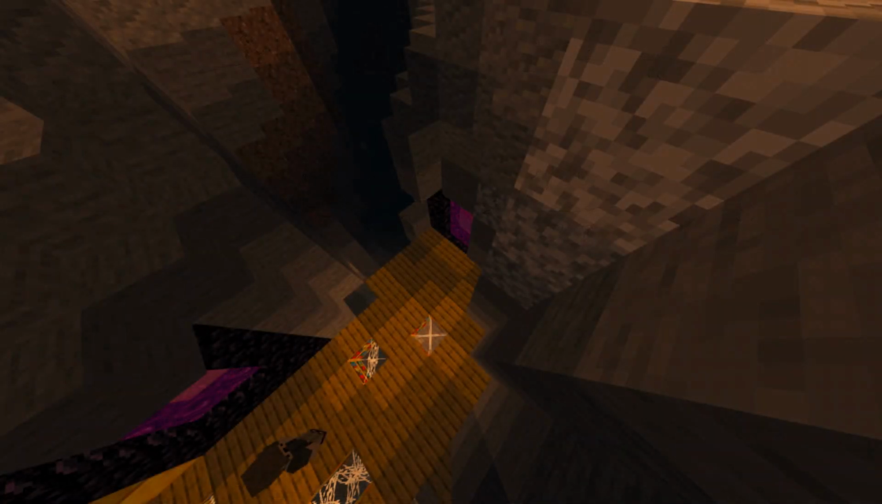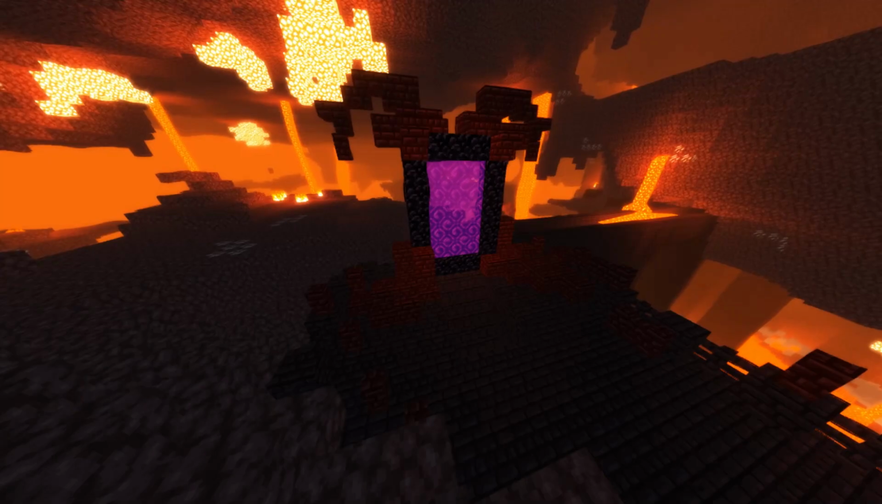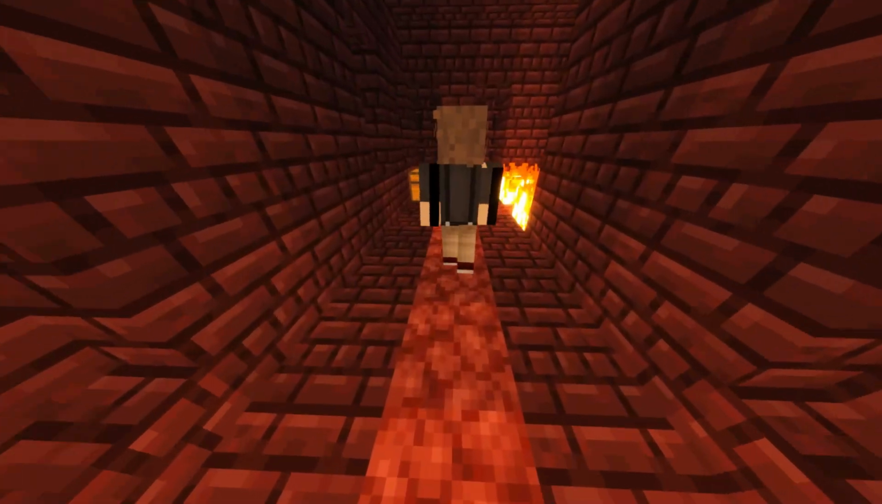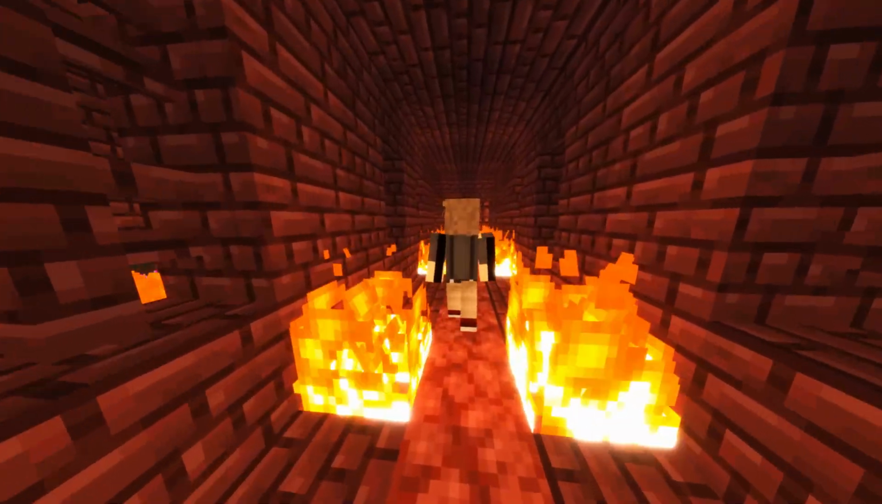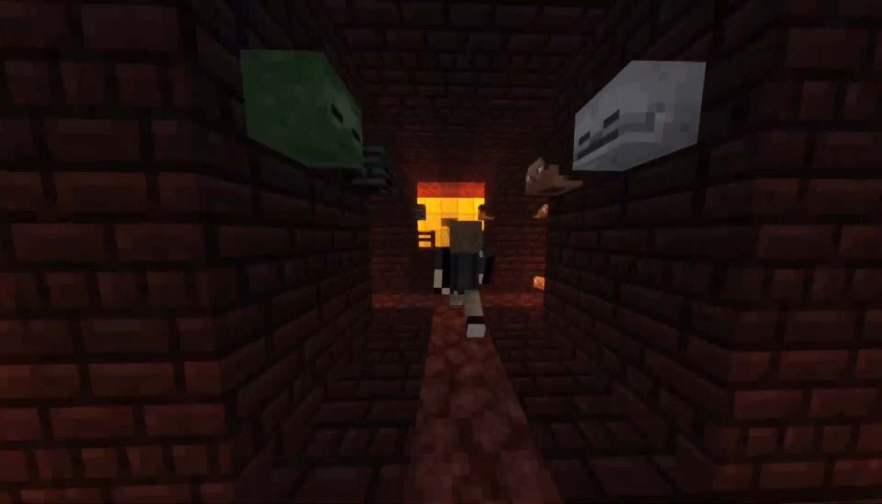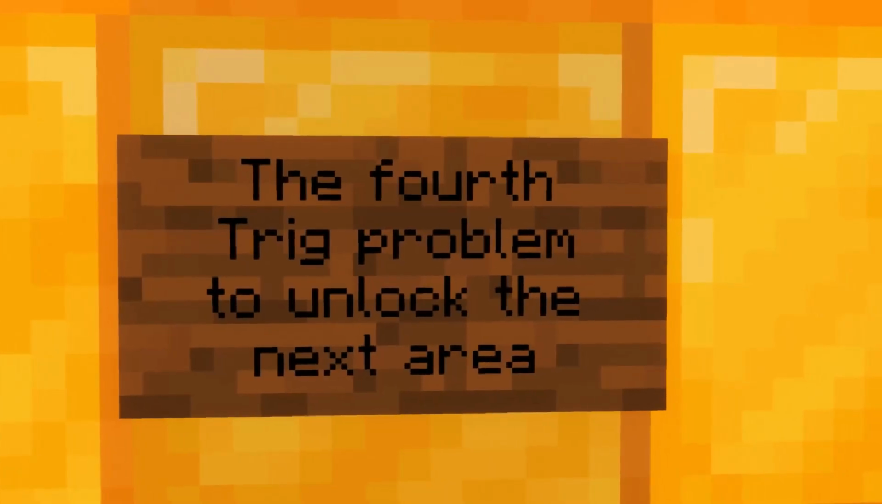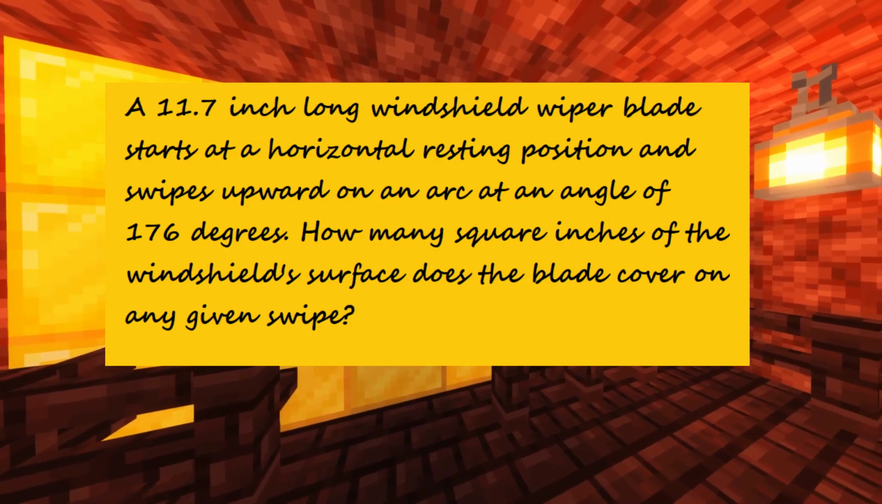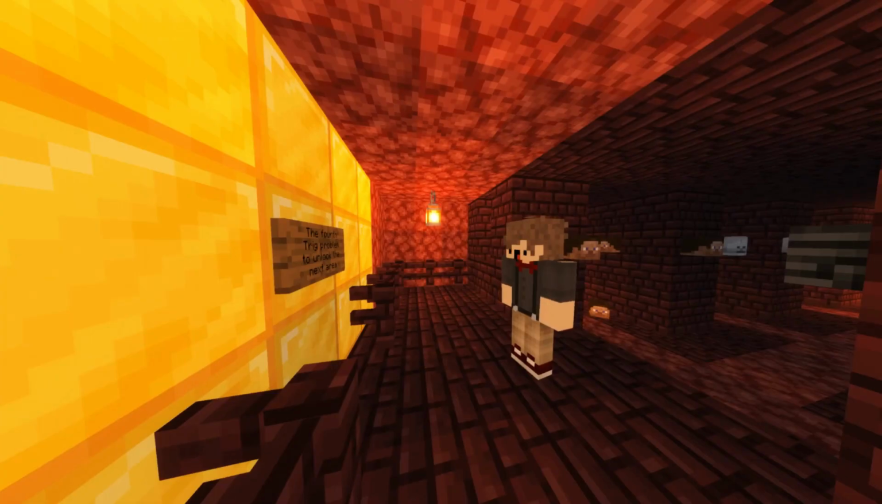This portal has the answer on it, so I guess it is the right one. Wow, is it hot in here? Why are there so many gravestones here? Oh look, it's the fourth golden wall of trig. The fourth problem to unlock the next area. This one's a bit more tricky, but I think Miss Atkinson has also gone over this before.